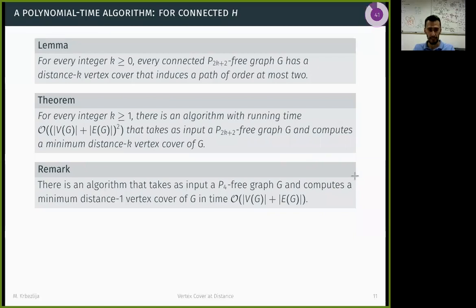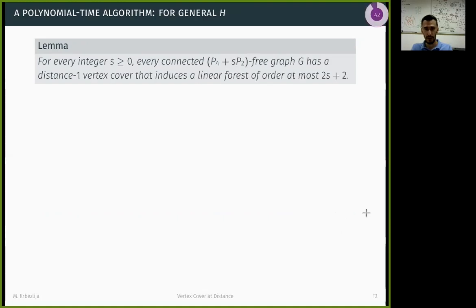Note that in the case when k equals 1, the running time can be improved to linear time because the graph G will be P4-free and therefore of bounded clique width, and known results will imply the linear algorithm. This concludes the case when H is connected. Now let us see what happens for H in general.